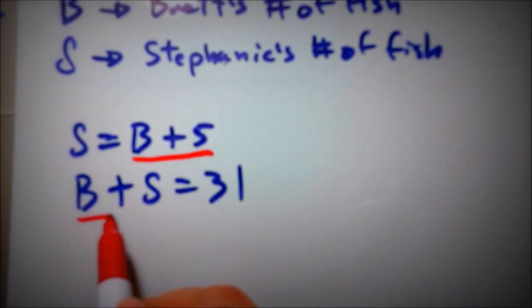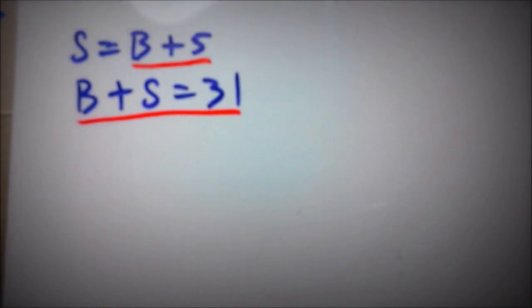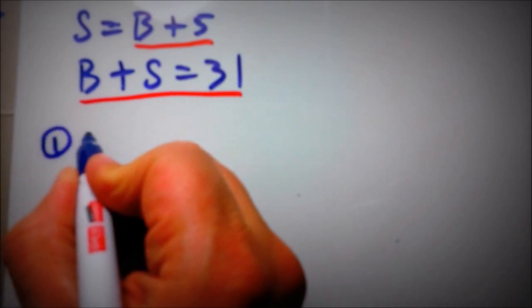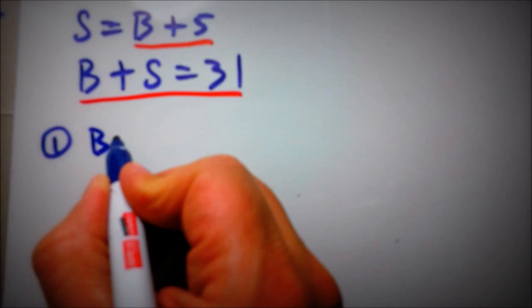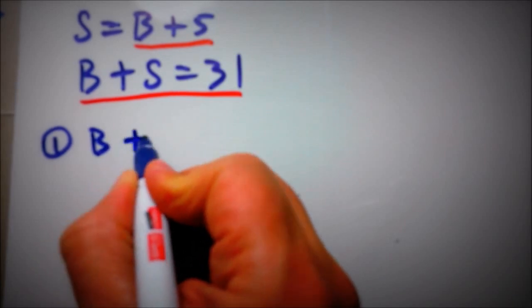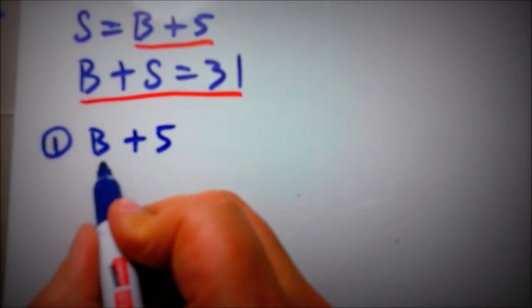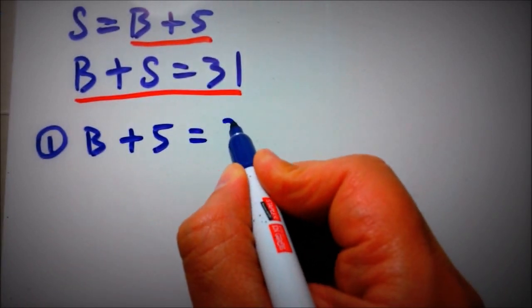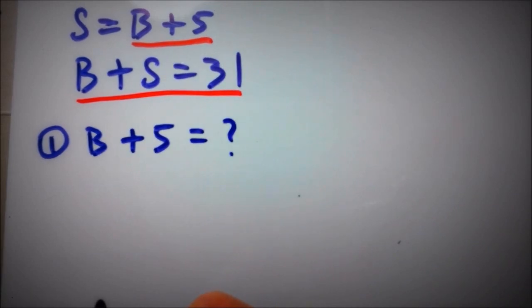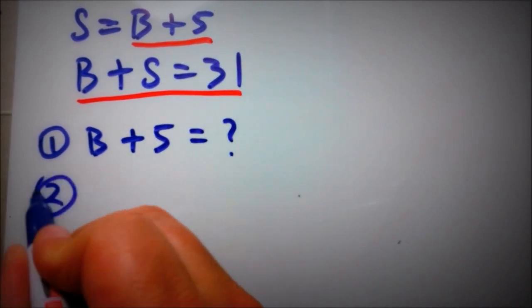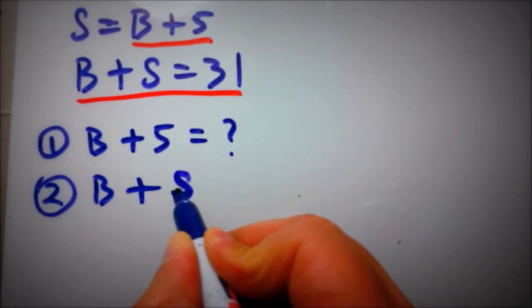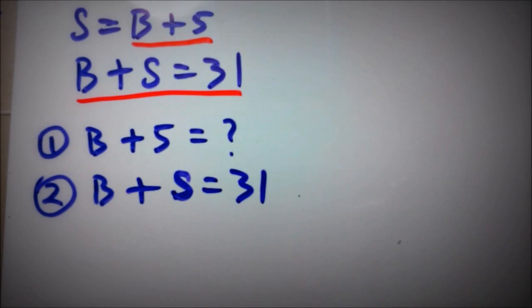Look at these. All right, so let's rewrite these right here so that it becomes more obvious. So our first equation would be Stephanie's equation. We don't know how many fish she has. And we also know that Brett and Stephanie have a total of 31 fish.